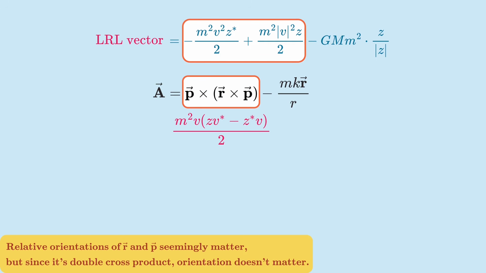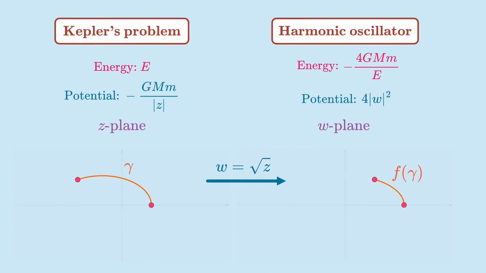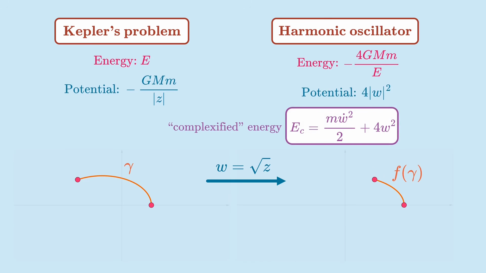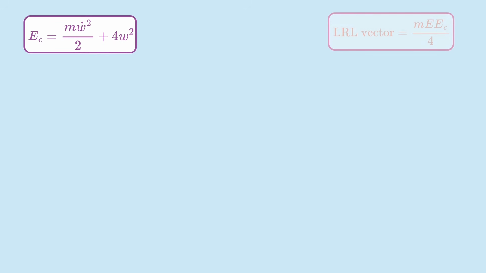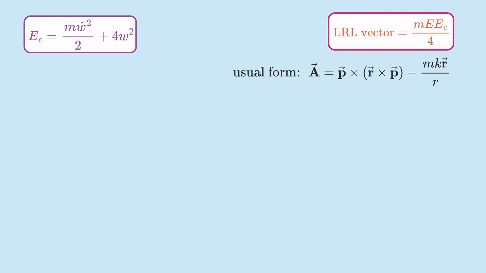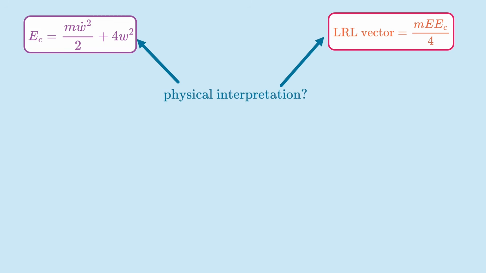Let's take another step back. We deduced that taking the square root turns Kepler's problem into a harmonic oscillator, and E_C, the complex analog of energy, is conserved for the harmonic oscillator. We then construct the LRL vector out of m, E, and E_C, all of which are conserved. Finally, we checked that this is the same as the usual form of the LRL vector. But how do we make sense of this vector?